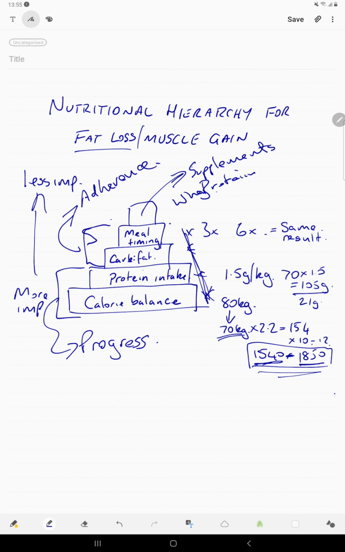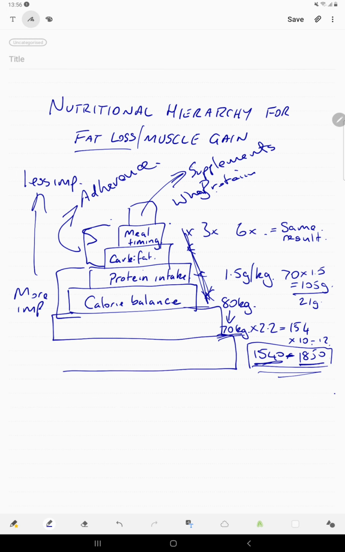Okay, now I'm just going to clear that out of the way because this is the nutritional factors. What we need to do is consider everything else, or a couple of other factors. Okay, so we're going to put 2 steps down below here.